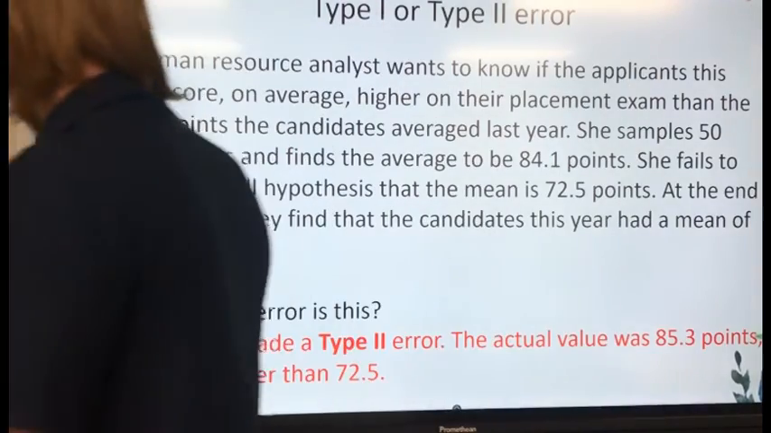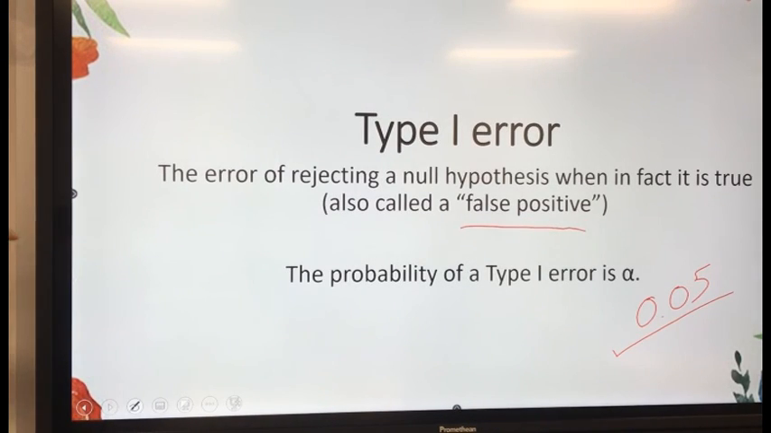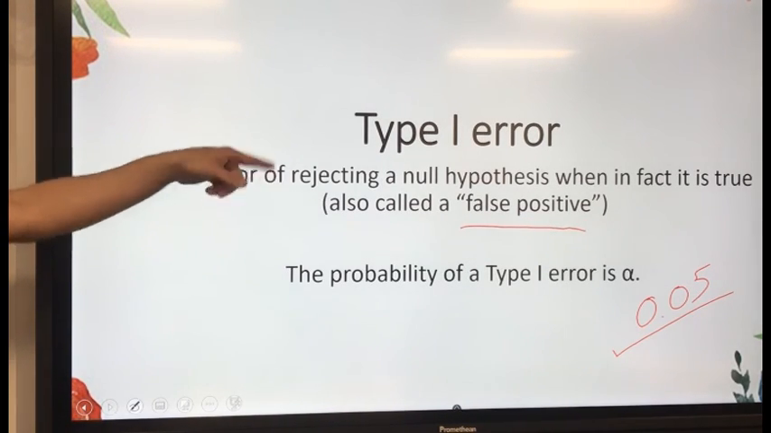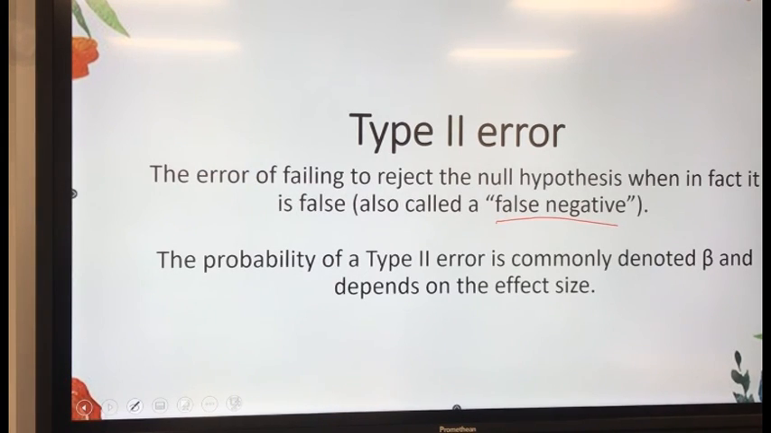Okay, one more time. Type 1, you start off, you'll see the word rejecting. They rejected it, and they were wrong. Type 1. Type 2, they failed to reject, and they were wrong. Type 2. Try to get those kind of memorized.